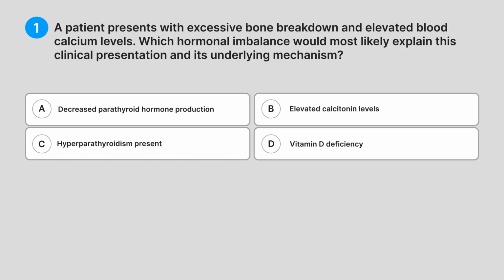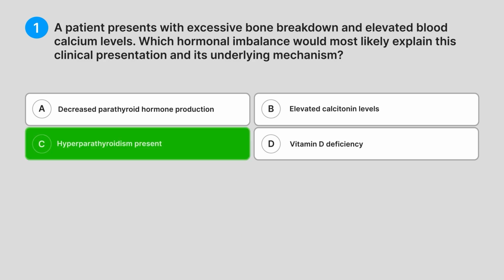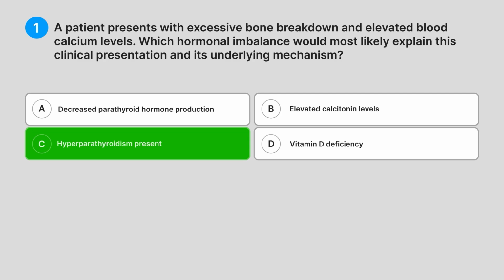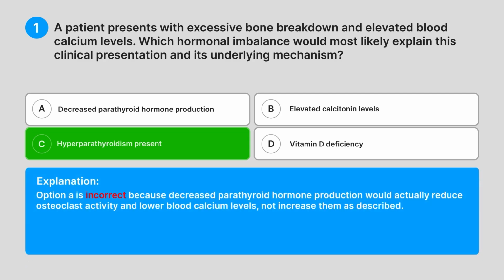Correct answer, C. Hyperparathyroidism. Explanation. Option C is correct because hyperparathyroidism causes excessive parathyroid hormone release, which stimulates osteoclasts to break down bone tissue, releasing calcium into the bloodstream and causing hypercalcemia. Option A is incorrect because decreased parathyroid hormone production would actually reduce osteoclast activity and lower blood calcium levels, not increase them as described.